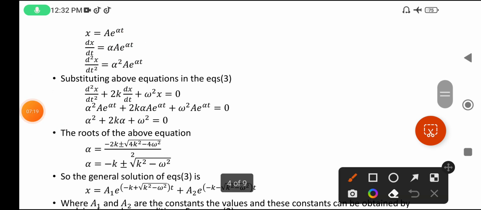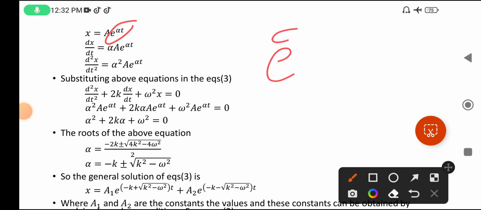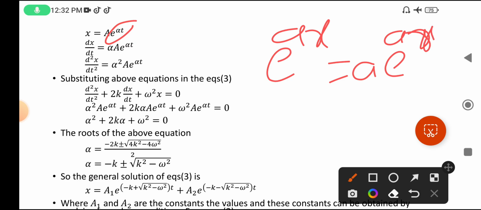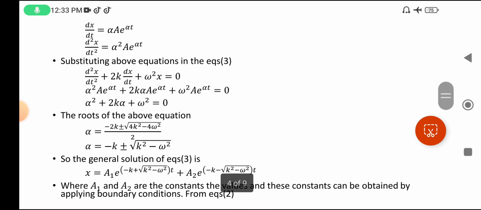So what is the formula for e power alpha t? Generally it is in the form of e power ax. When you differentiate it, you have to write a into e power ax. Whatever coefficient you have with the x, that comes down. So here a you have, so it comes down. Here also the same thing, here also the same thing.